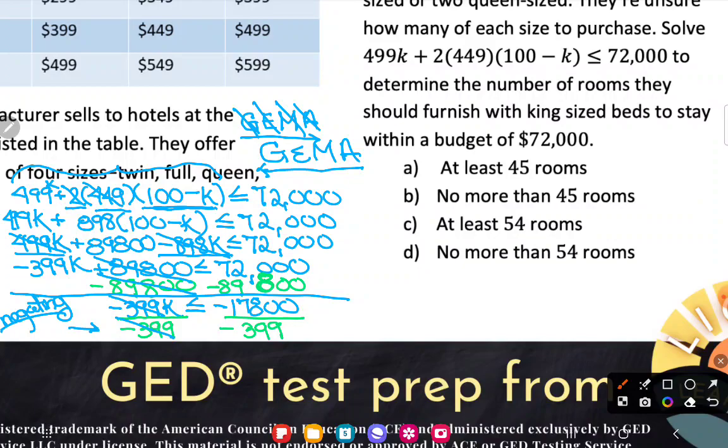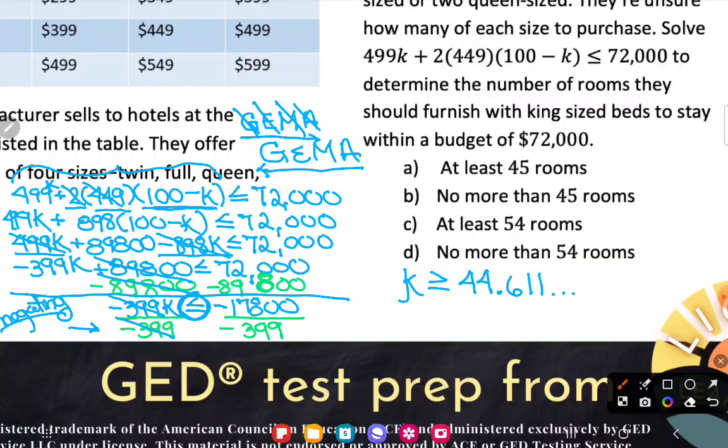So yes, multiplying and dividing by negative 399 cancel, so k's alone. But I have changed the relationship between the left and the right-hand side. So instead of seeing less than or equal to, I am now going to see greater than or equal to. And I will take that negative 17,800 and divide it by negative 399. And I get this funky little number, 44.611, yada, yada, yada.